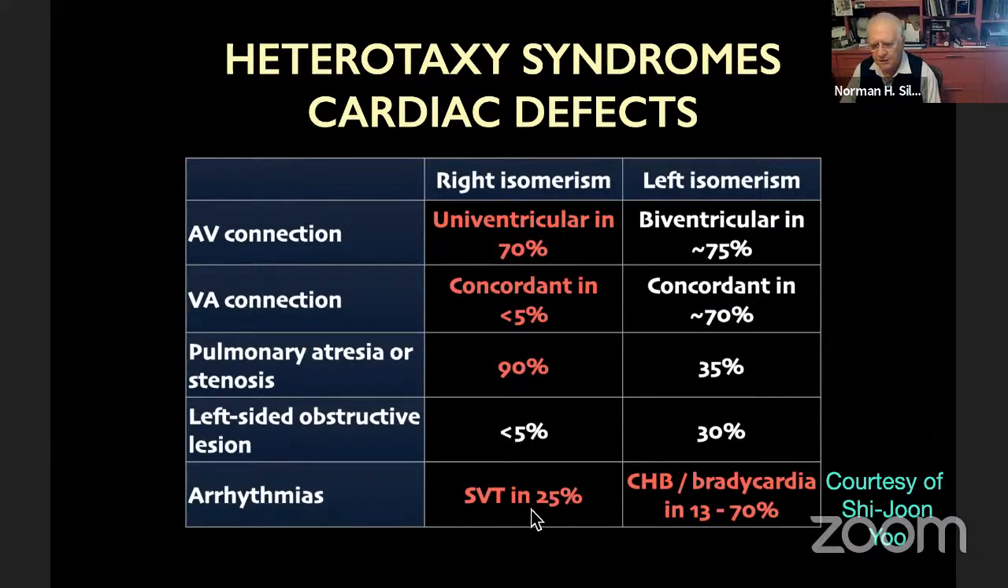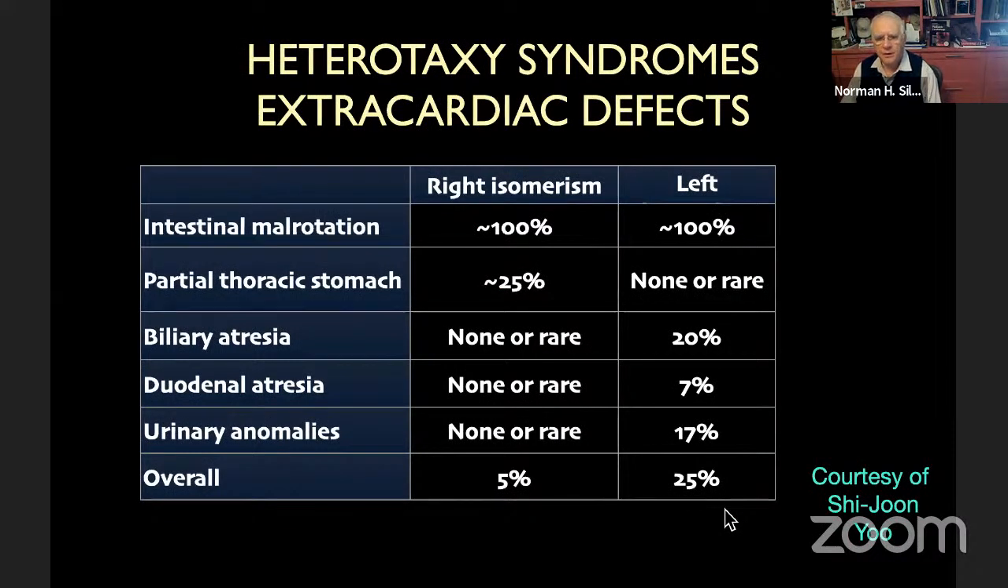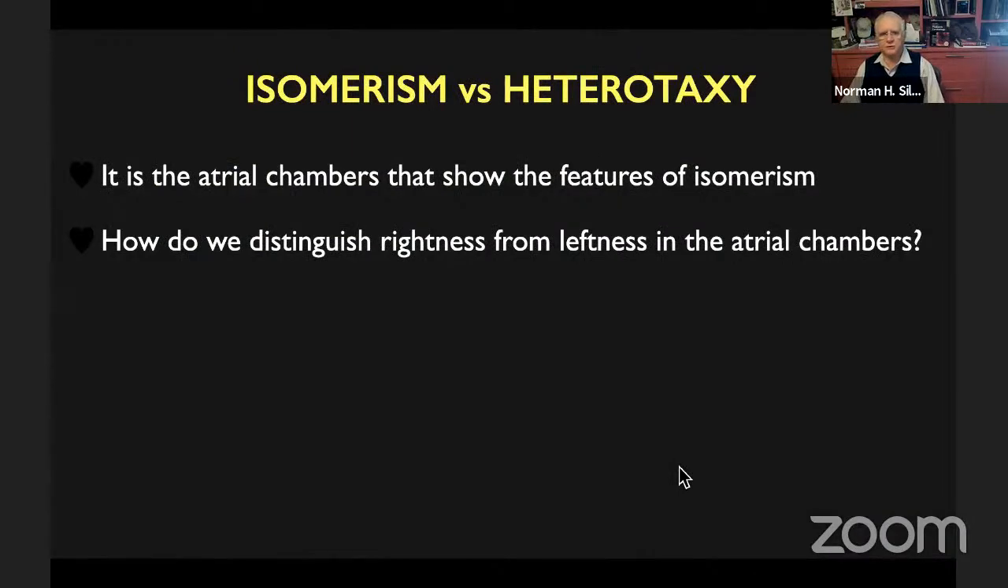SVT occurs in right isomerism, and complete heart block and bradycardia occur in the literature in between 13 and 70% of patients. Now, intestinal malrotation in the severe or even benign variety occurs in almost all of these, so that doesn't help you. Partial thoracic stomach is much more common in right isomerism. Biliary atresia is more common in left isomerism, and I think you should always look for the gallbladder. Duodenal atresia is none or rare, but 7% in left isomerism. Urinary abnormalities, as we've shown you from the bicornuate uterus, are much more common in left isomerism. And overall, the extracardiac abnormalities are much more common in left isomerism.